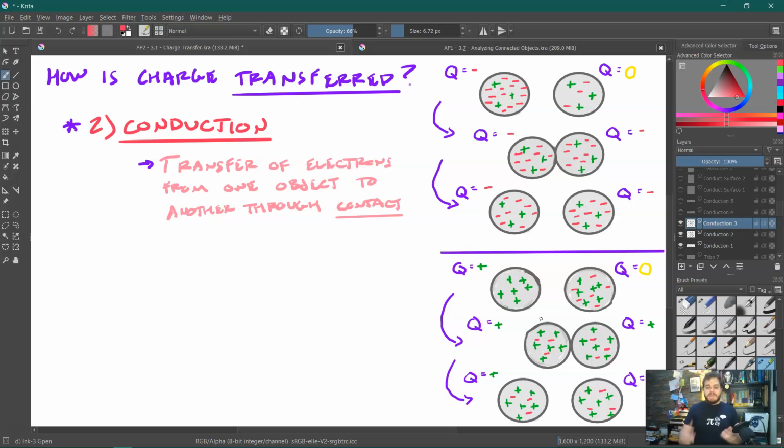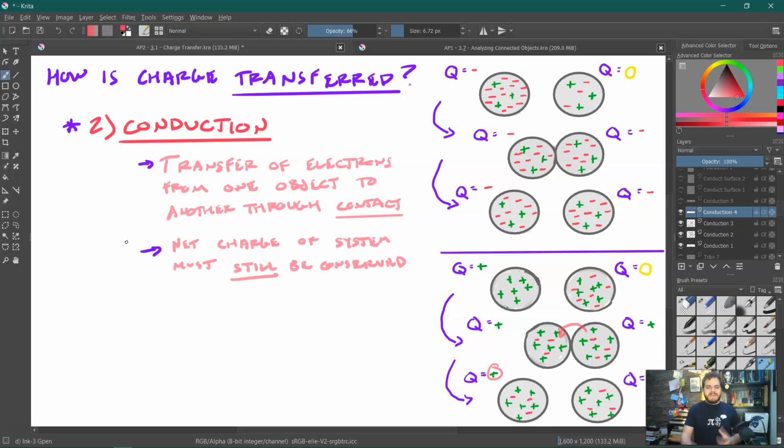Remember, it's negatives that typically move, so negatives are going to move from the object on the right to the object on the left because they're attracted to all those positives. We separate them, and now we actually have 2 positively charged objects. We have the original positively charged object, though the positive charge will be less because there are more negatives on it now, and then the rest of the positive charge will now be on this other object. So the important thing here is that the net charge of the system must still be conserved.